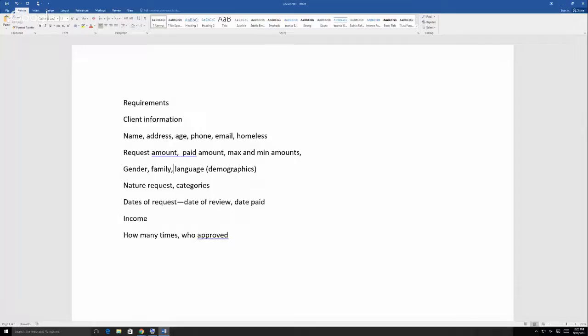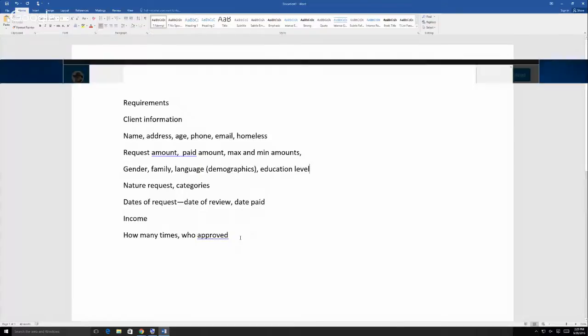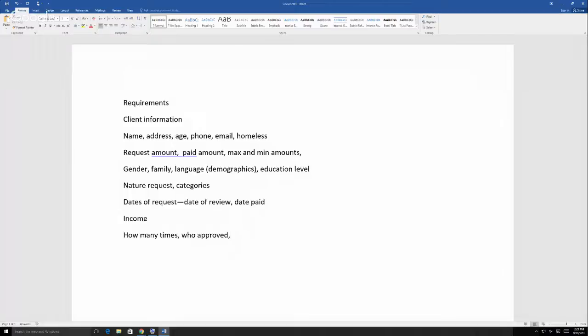All right, so how many times approved? What other pieces of information do we need? Education level, possibly. That's kind of in the demographics. Loans are for education, so possibly. The database I actually created from this is a lot simpler, but that's okay. They said we need to keep track of the donors. Right, so we need information about the donors.